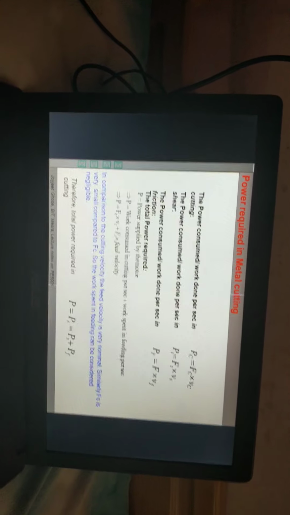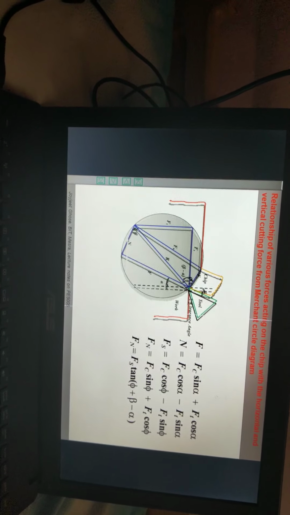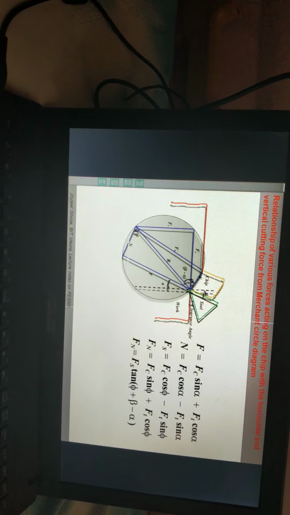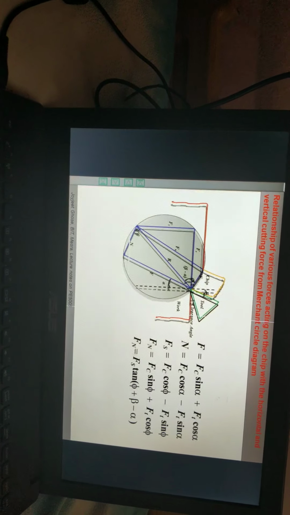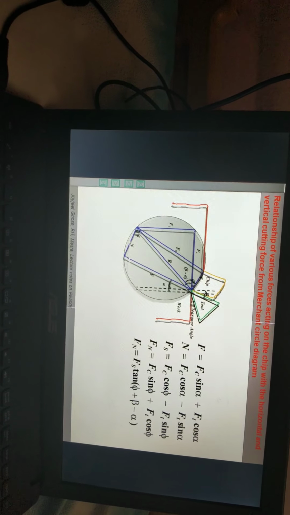These are the force relations we have seen. This is the basic one. Maximum numericals will fall on this figure. The only thing is that you have to see clearly which data is given, and then with the help of these formulas you can calculate any number of things.